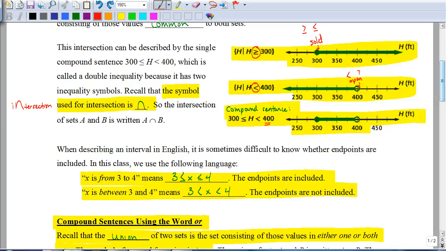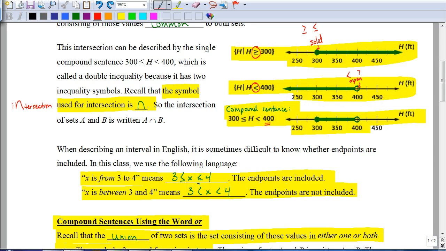Now I know that seems kind of picky, but there are two words that we could see that mean two different things. From and between. If I say x is from 3 to 4, what that means is that the endpoints are included. That means we start with a 3, we end with a 4, and it would be less than or equal to those values.